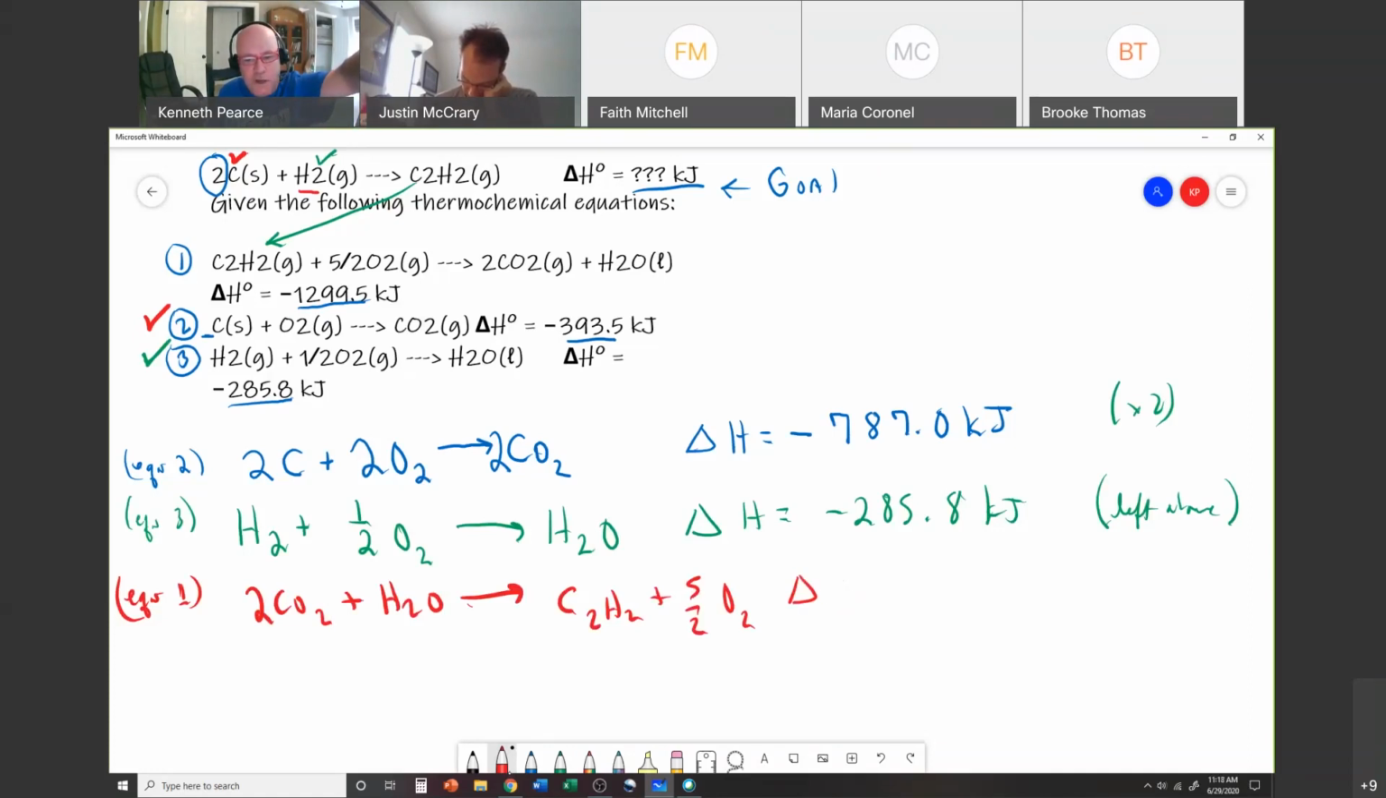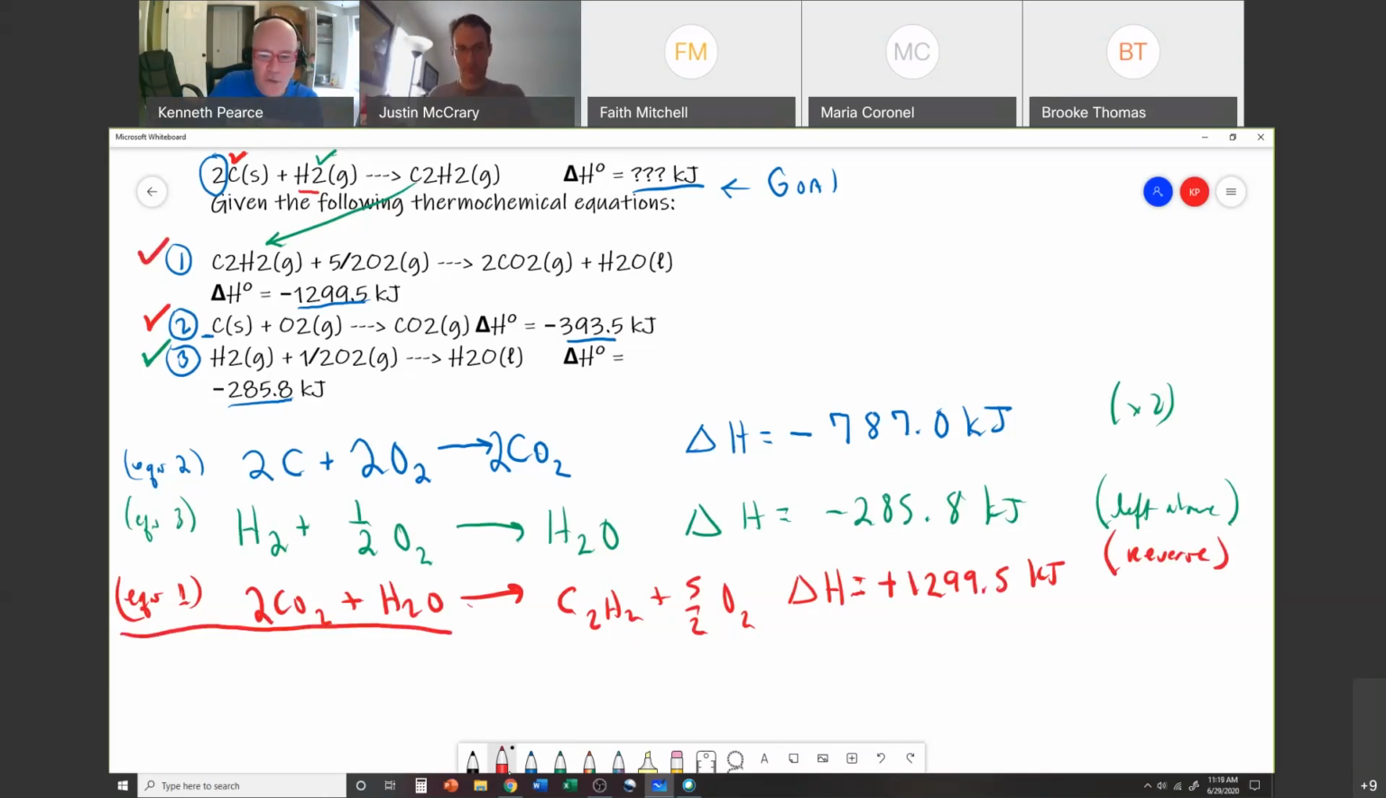We're going to just reverse the sign on equation number 1, which means it would be what? A plus 1299.5 kilojoules, and all I did was reverse. So equation number 1 we did times 2, equation number 3 we left it alone, and equation number 1 we reversed it. All right, and now I've used up all 3 equations. And let's see if we recover our original equation, because that's our check. If we recover the original equation, then we know we're good.